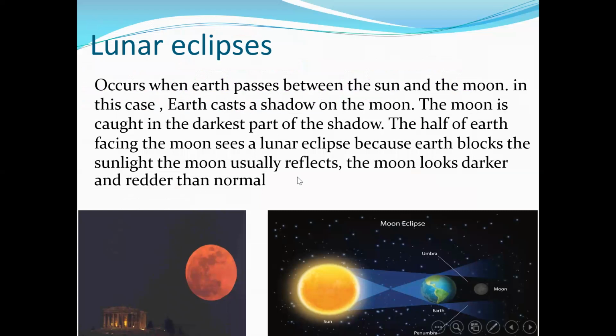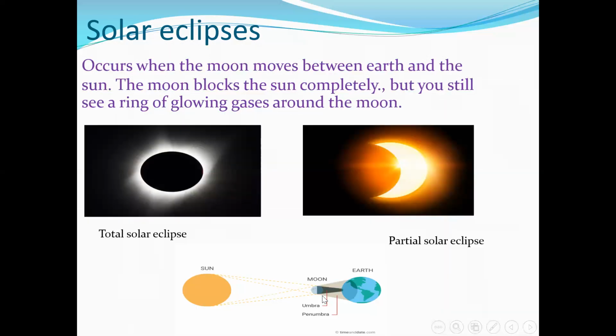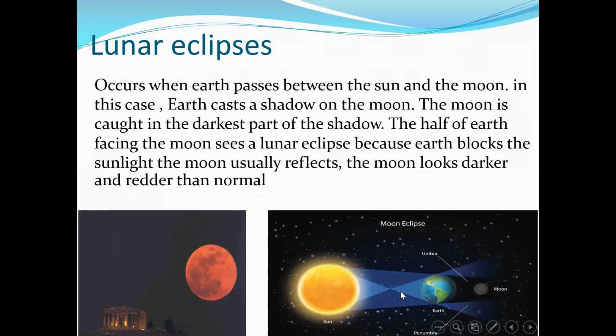Lunar eclipse is when the Earth is between the Moon and the Sun. So for a solar eclipse, the Moon is between Earth and the Sun, and we have total solar eclipse and partial solar eclipse. But in case the Earth is between Moon and Sun, we have a lunar eclipse. Earth casts a shadow on the Moon from sunlight.